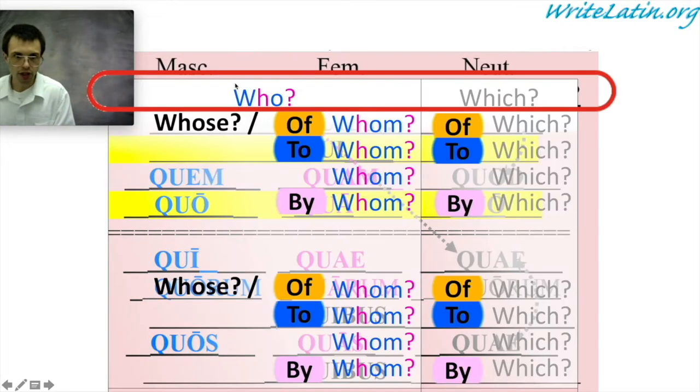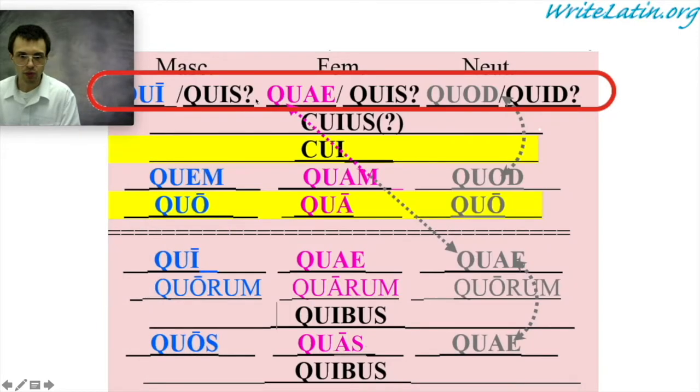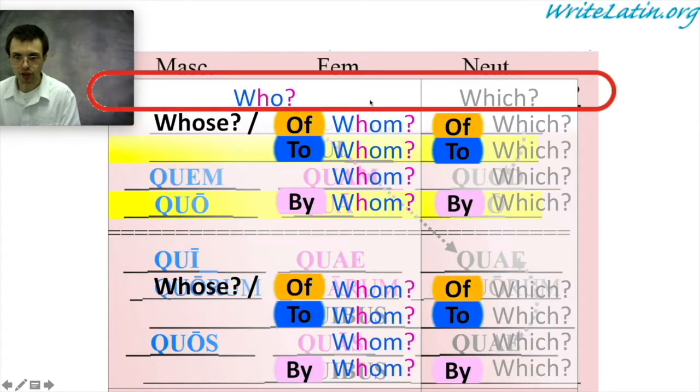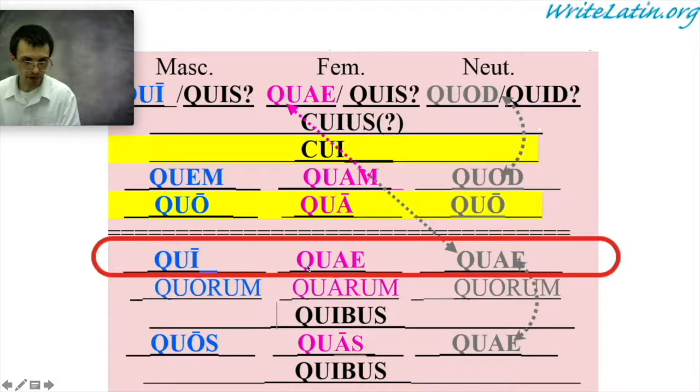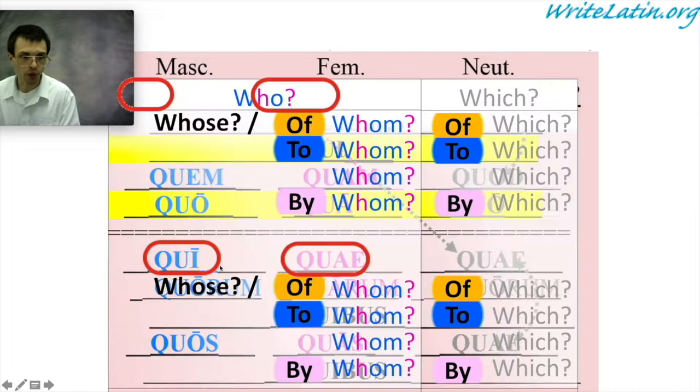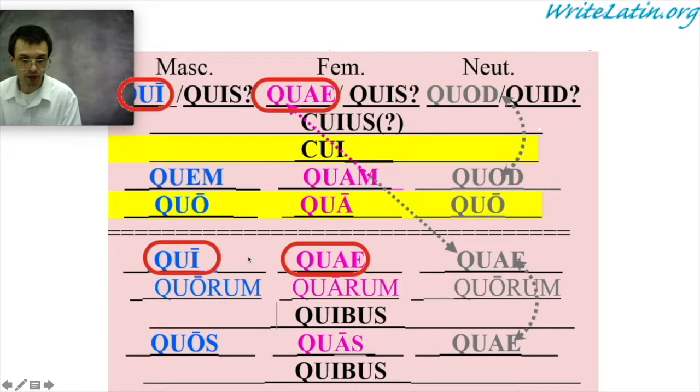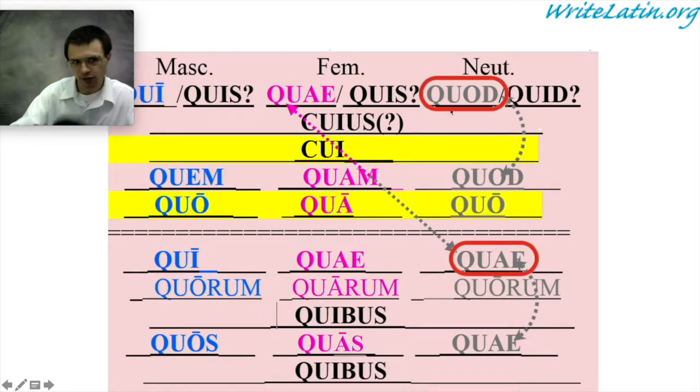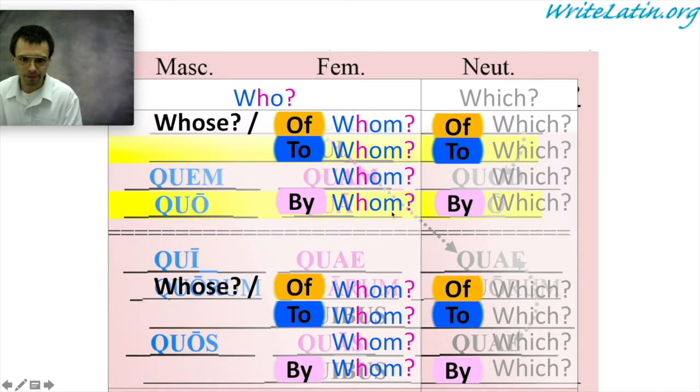So, looking at the top level, quis, quae, qui, all these are who. Then at the top level down here in the plurals, qui and quae are also who. So it's kind of like who indiscriminate of number, whether it's just one or many. Qui and quae, you see that are at both levels. So when you say qui, you don't know if it's one or several. And when you say quae, you don't know if it's one or several. Not so, of course, with quod and quia. Those are distinct.